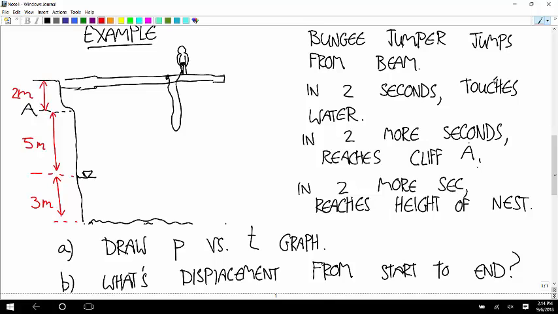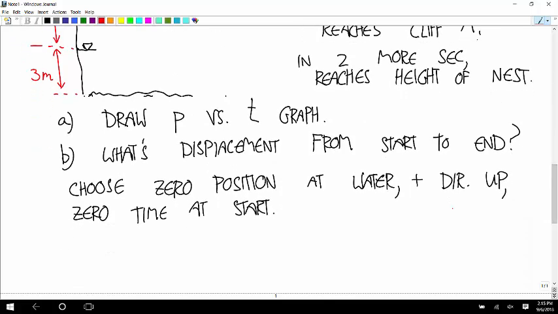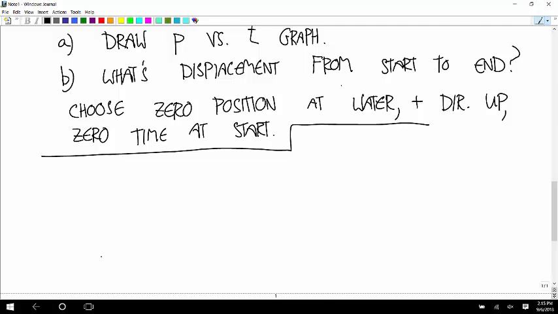Okay, well, first I'm going to sketch out that kind of number-liney thing that lets us show what the path is. So here's the top. Here's that point A. Here's the nest. And here's the water. And the path goes like this.